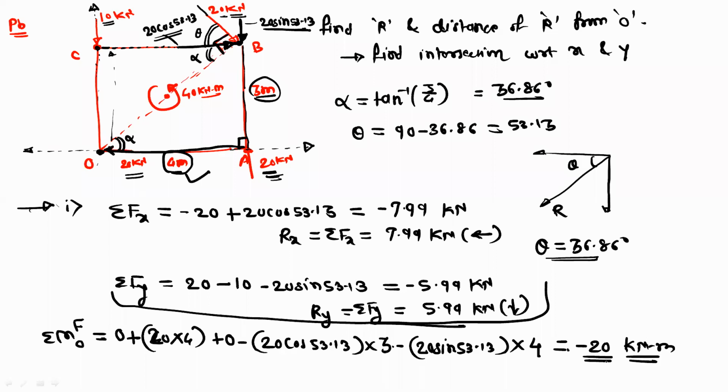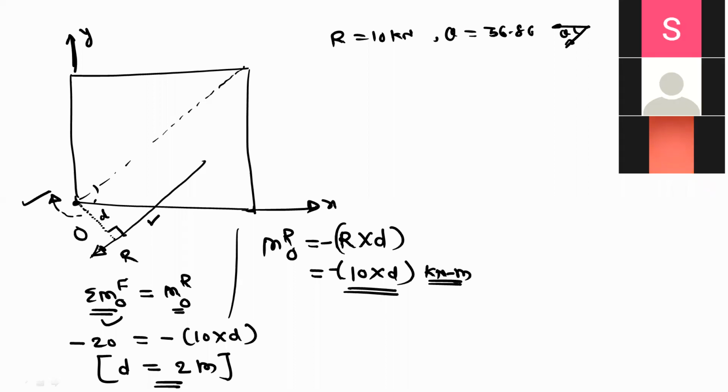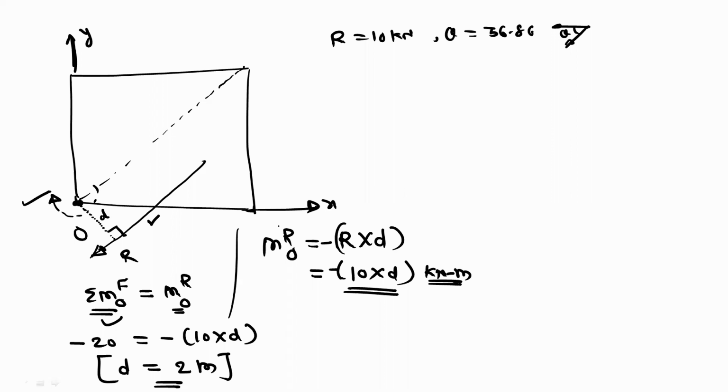Okay. So now you can equate this minus 20 with the resultant moment. So this left hand side is minus 20, which is equal to minus 10 into D. So from this D is equal to 2 meter. Okay. So as the answer D is positive, that means our assumed direction is correct. That means the resultant is acting on the right side of the point O. Okay. And then we have to find out the intersection with respect to X and Y axis. So we will complete this in the next lecture. Otherwise you can try this. Get the intersection with respect to X and Y axis.